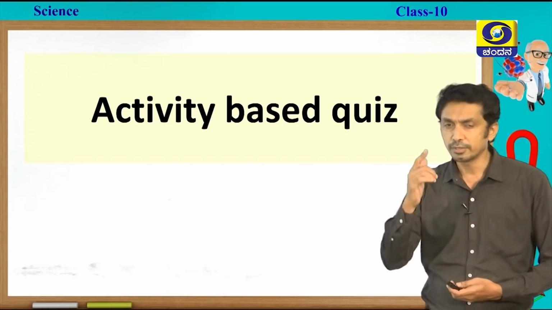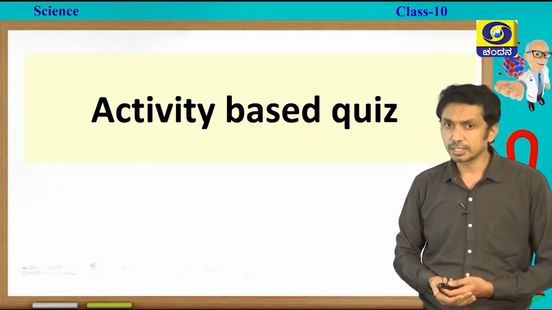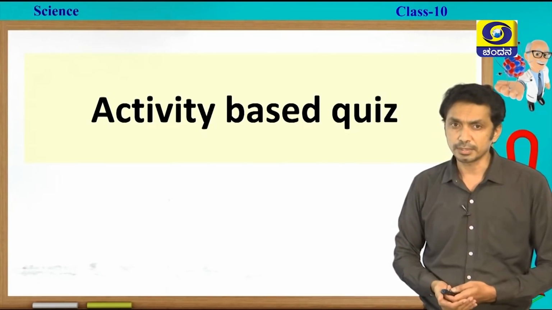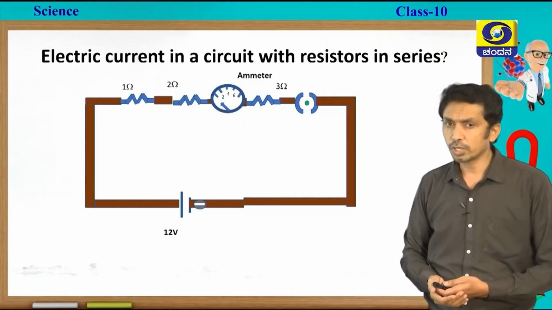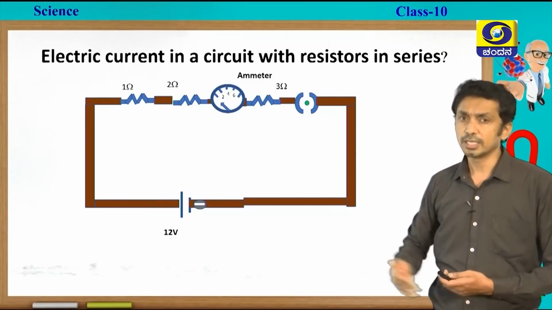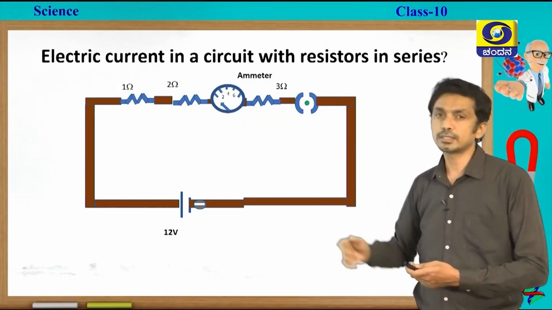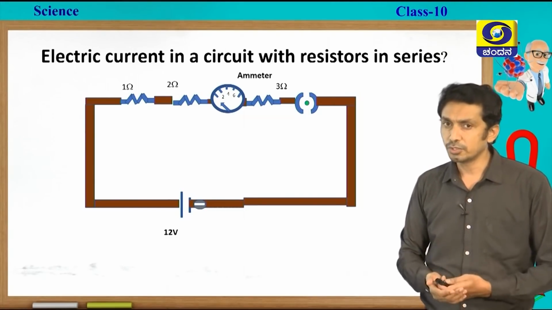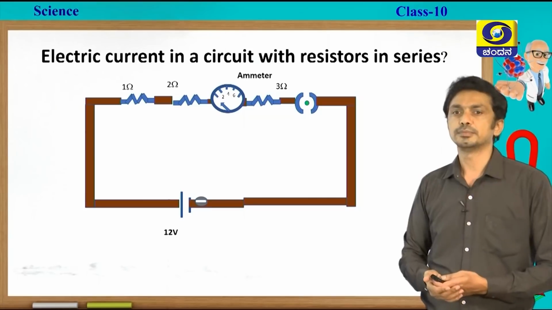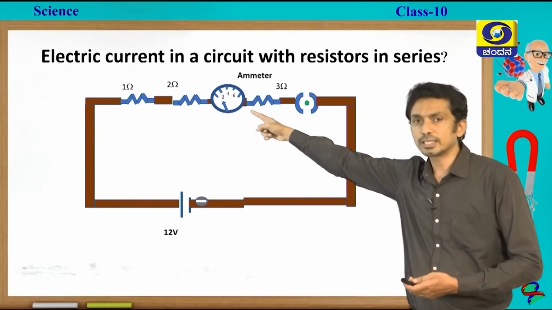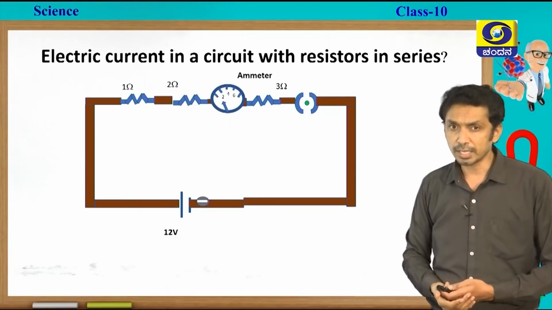In order to check whether we have learned through this activity, come, let us have an activity based quiz here. Now children, what will be the value of electrical current here when we are connecting the ammeter between the 2 ohm and 3 ohm resistors? Yes, you are right. Come, let us see. Yes, again the value of electrical current is 2 ampere.